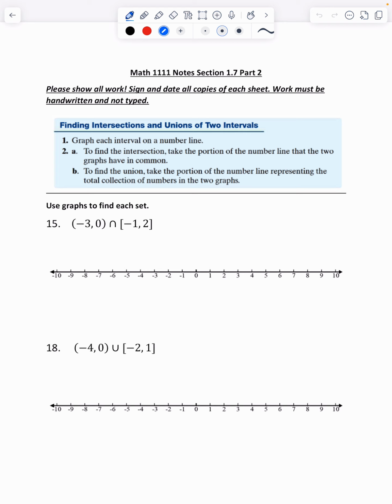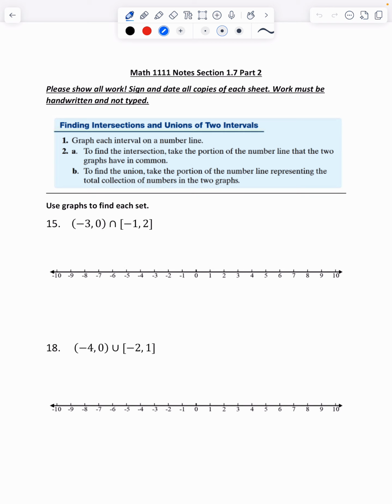The next thing that we're going to discuss is looking at part 2 of section 1.7. We're going to use graphs to find the solutions to sets that are written in interval notation. I've copied this from your electronic textbook, which says finding intersection and unions of two different intervals. We're going to graph each interval on a number line, and then if it's an intersection, you take the portion of the number line that the two graphs have in common, and if it's asking for the union, we're going to take the portion of the number line that represents both parts of the graphs.